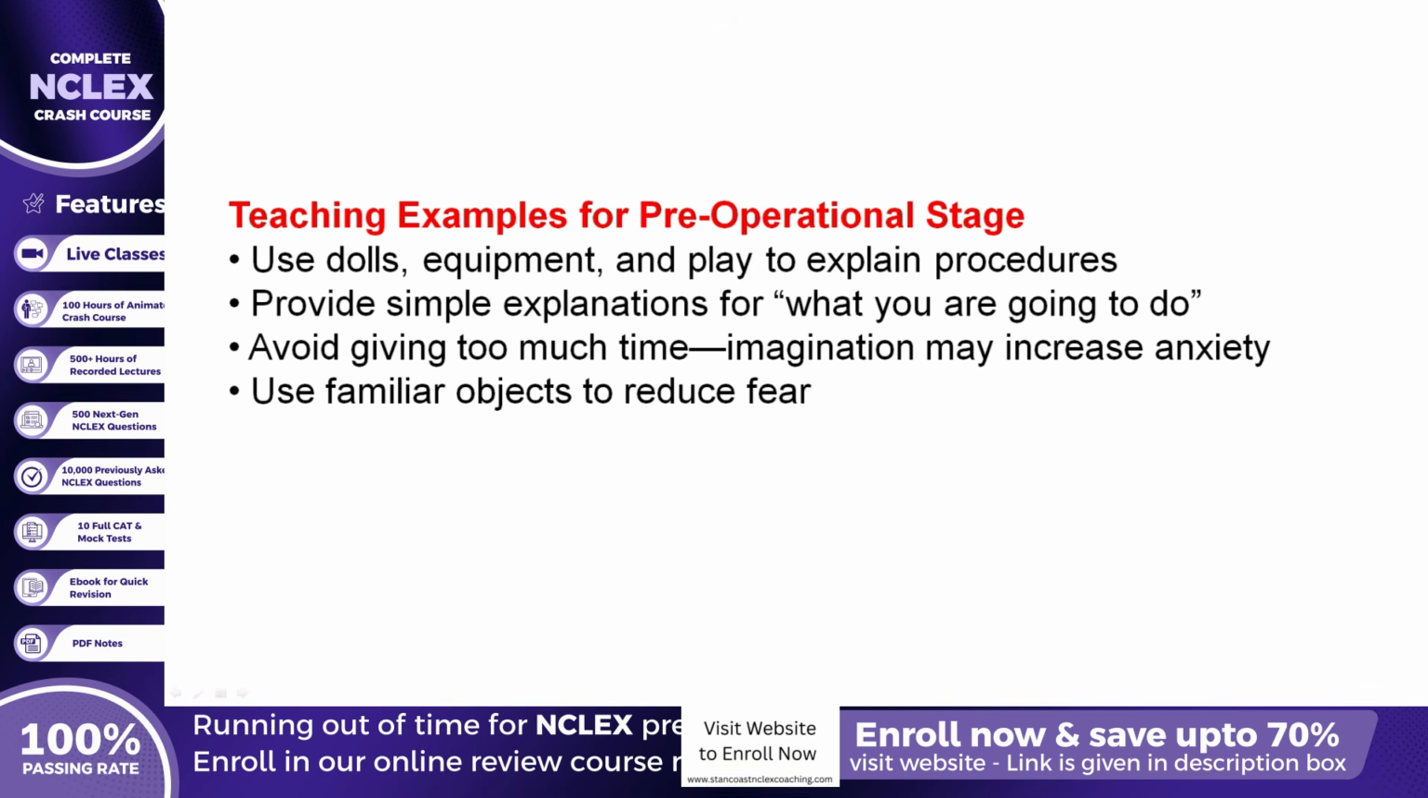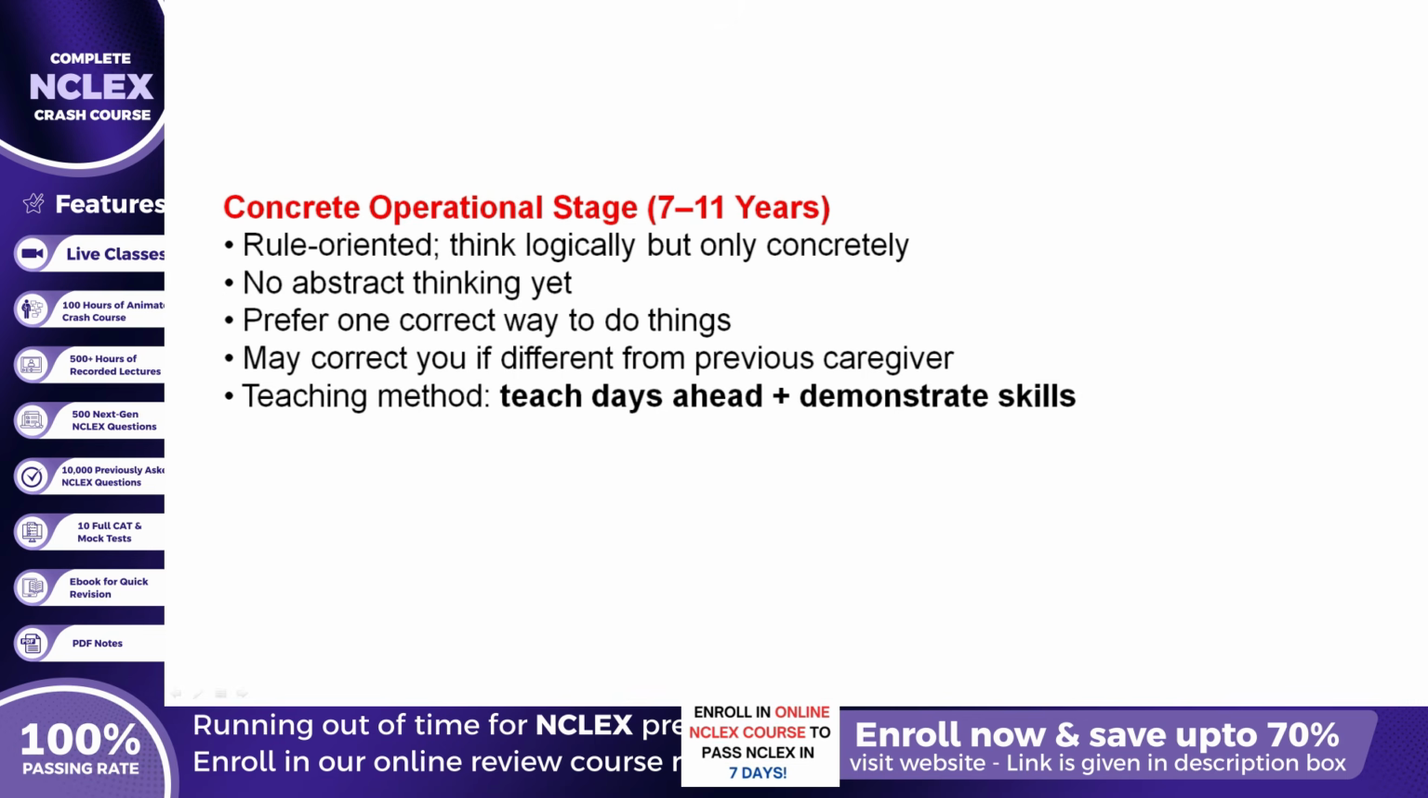As we move into the concrete operational stage, which includes children 7 to 11 years old, it is important to remember that they are very rule-oriented. They think logically, but only in concrete terms. At this stage, they do not have the ability for abstract thinking yet. These children also prefer one correct way to do things.